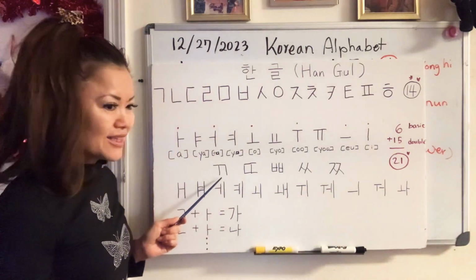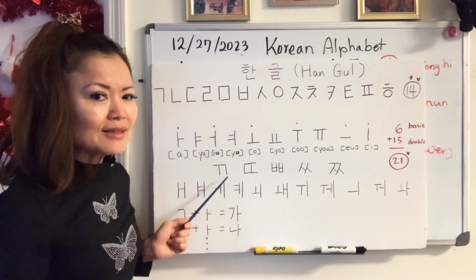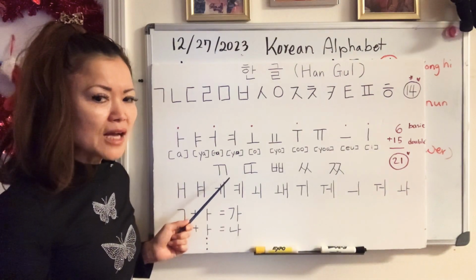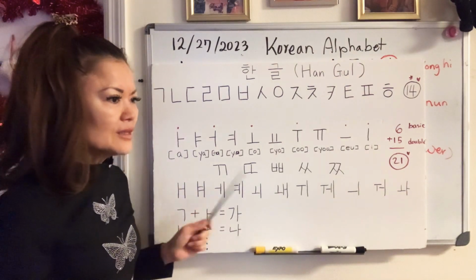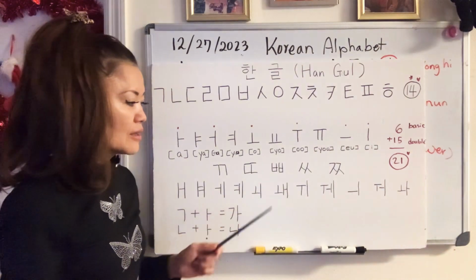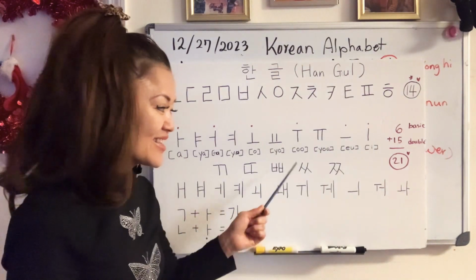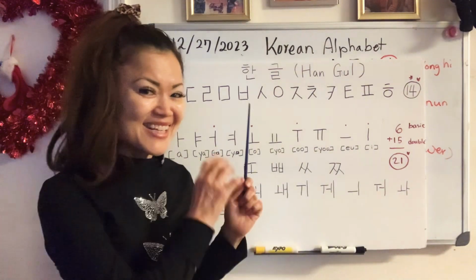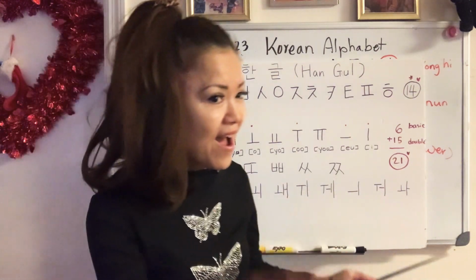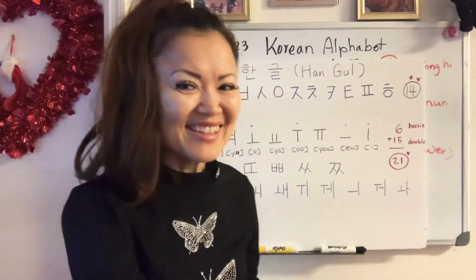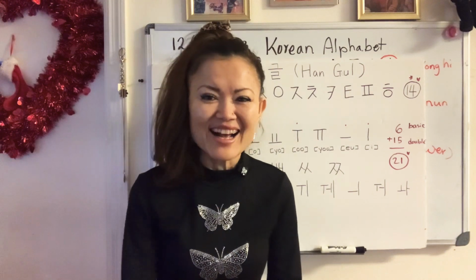Okay, guys. Let's do maybe double consonants and then we are going to finish today. This is G with a twin. G, G sound. D, D. B, B. S, S. How about J? Everyone, J. Good job, guys.